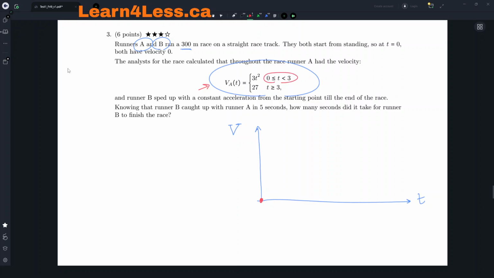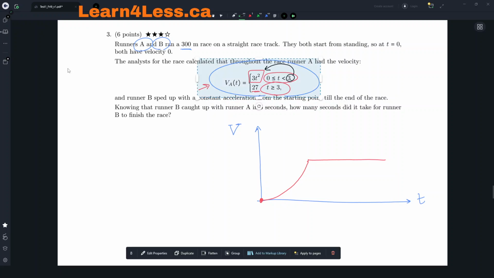For the first 3 seconds, 0 to 3, it has this function, 3t squared. So it's a parabola like this. And after 3 seconds, the velocity is constant 27. The reason I know they are connected is that if I plug 3 into this function, I get 27, which is the same as this number, so the function is continuous. But this is the velocity function for runner A.